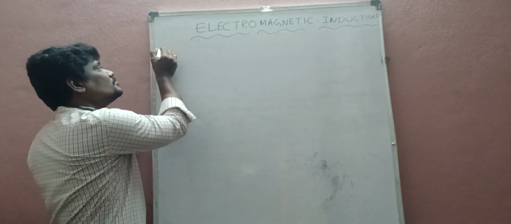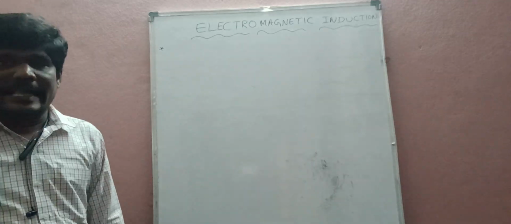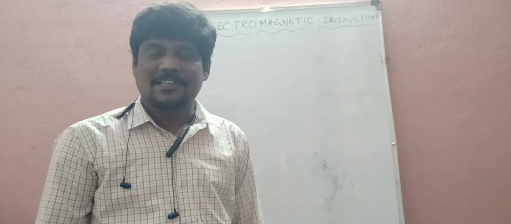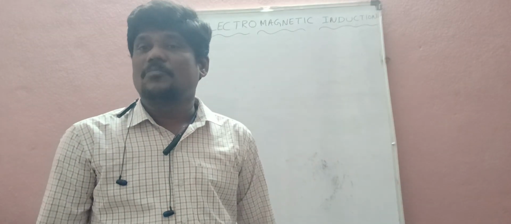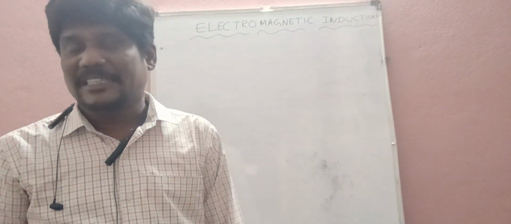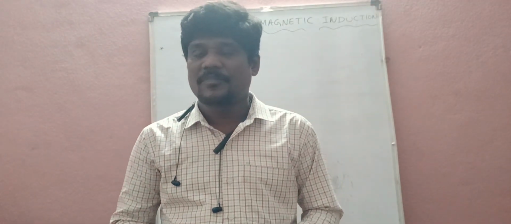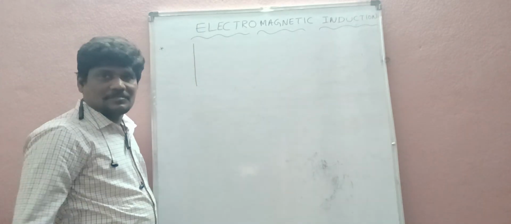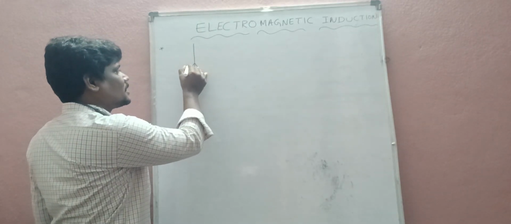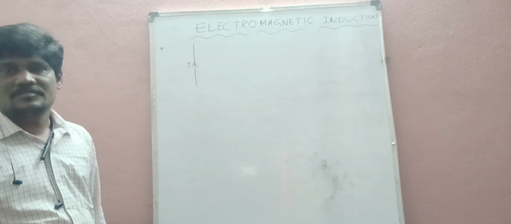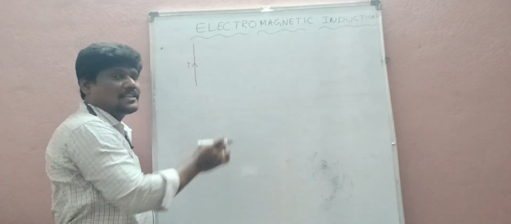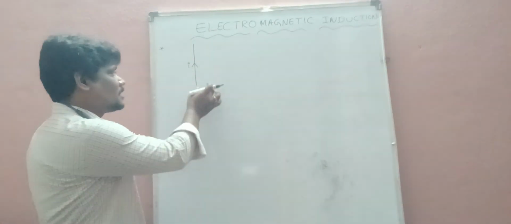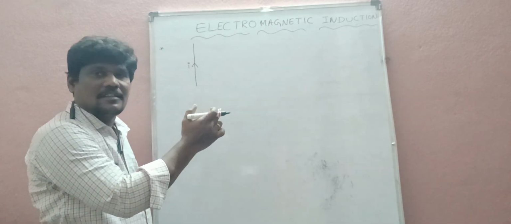So now, what is electromagnetic induction? Before discussing this chapter, first of all we have to know moving charges and magnetism. In that chapter, this is one conductor. It carries the current I. When a magnetic needle is placed near the current carrying conductor, magnetic field lines are produced.